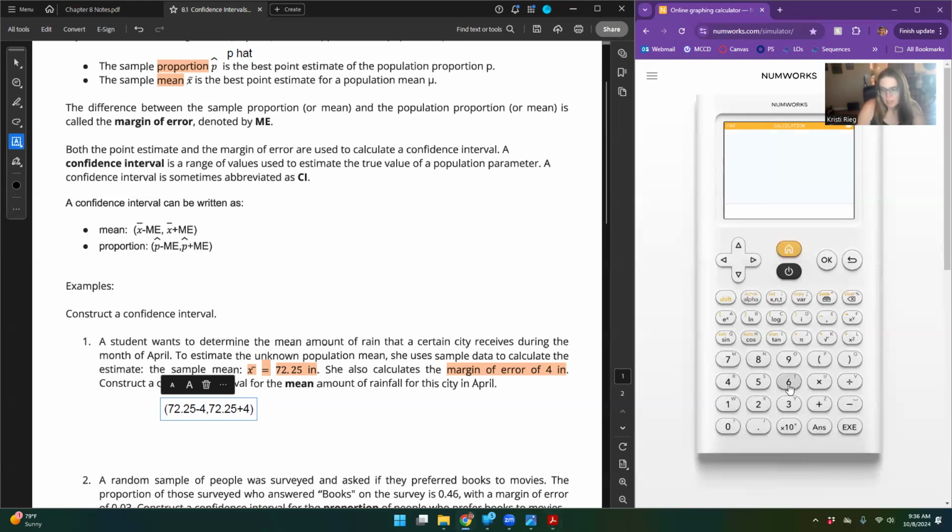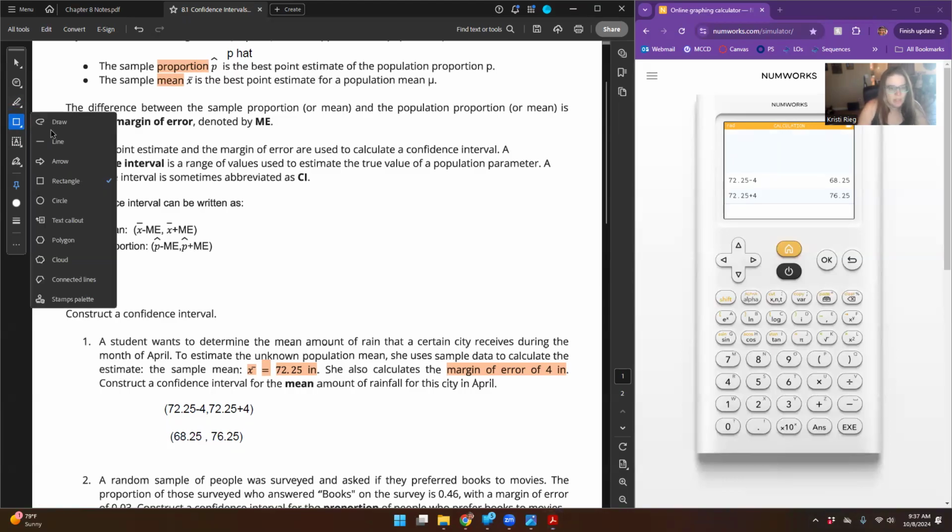So we come over to our calculator and we do 72.25 minus 4 and 72.25 plus 4. So our answer is going to be 68.25 to 76.25. I just put the space in between the comma, just to separate it. It was kind of bunched up earlier. But that is our interval. I'm just going to cover it up. Oh, I messed up the rectangle in a past video and I can't fix it. Maybe I could put a circle around the final answer.